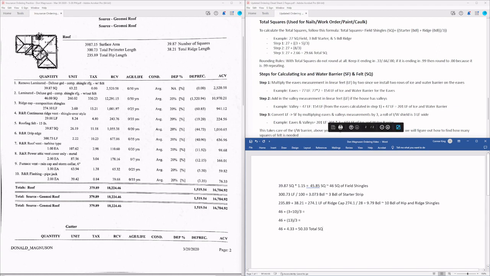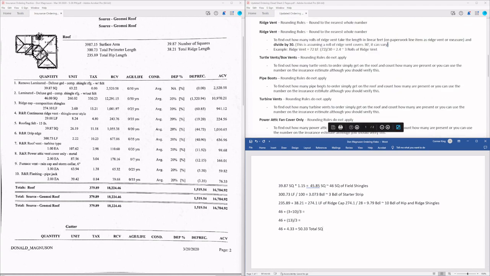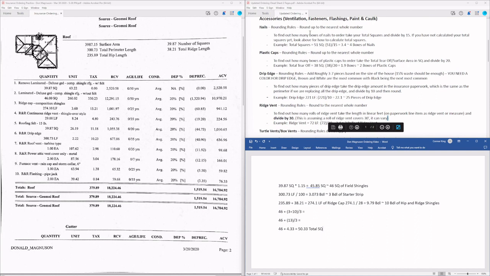So now that we have our total squares, we can go back up to the nails section, and it says to find out how many boxes of nails to order, take your total squares and divide by 15. So we're going to do 50.33 divided by 15. And that's going to get us 3.36. And if we notice our rounding for this, it says round up to the nearest whole number. So we're going to have 4 boxes of nails.